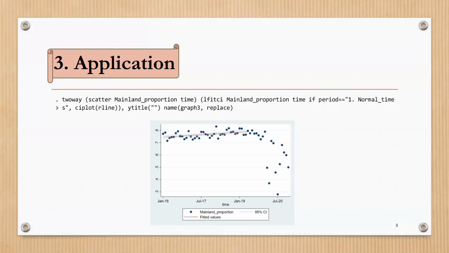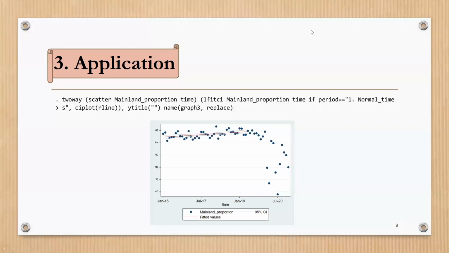So here in the codes, first of all, you have to type twoway. So twoway means you have two variables in your graph. And then in the first bracket, you have to indicate the plot type. So first you type scatter, which refers to scatter plot. And then next you have to define the y and x variable.